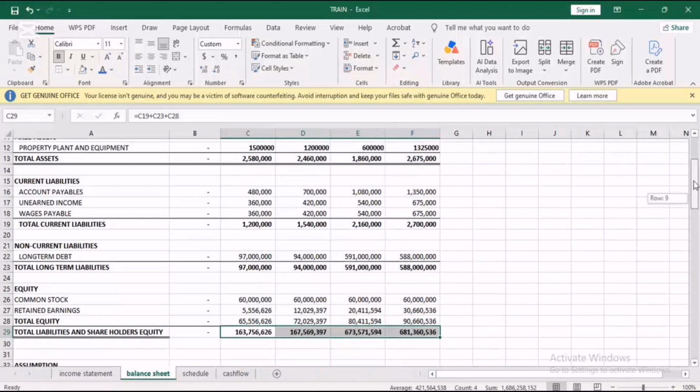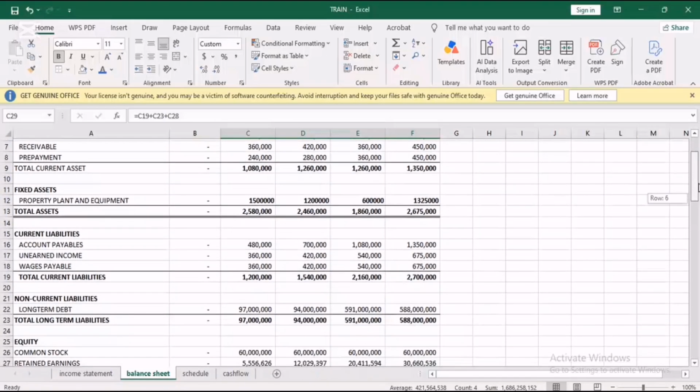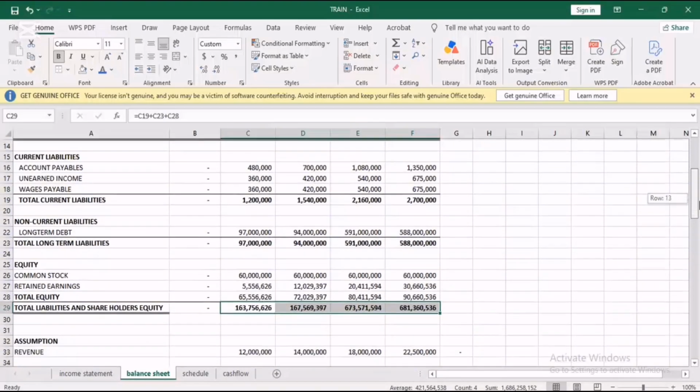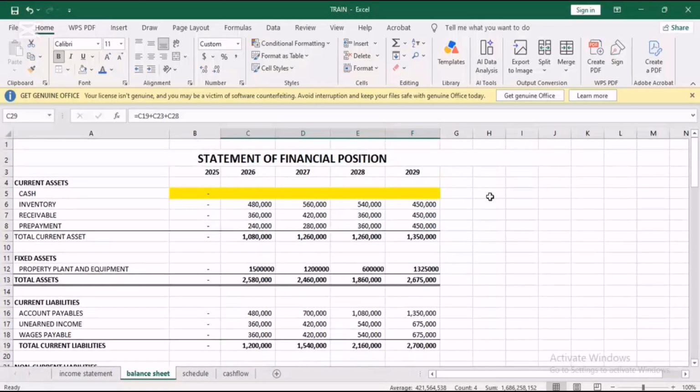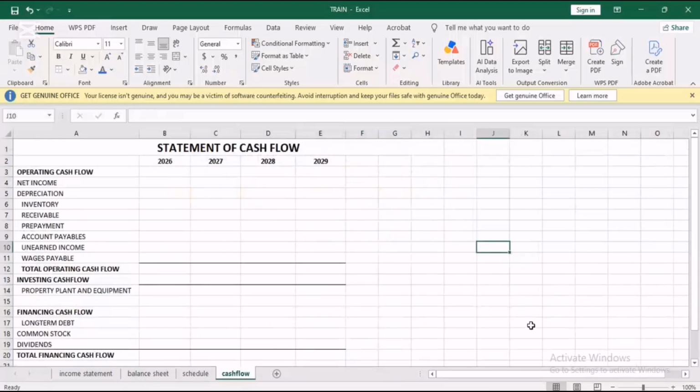So we're almost done with the statement of financial position. Right up here we are moving straight away to the cash flow. So here is the cash flow. So how do we do that? We are forecasting as much for the four periods. The statement of cash flow is a schedule that shows the inflow and outflow, the movement of cash in the business within the period being forecasted. And it's divided into three: the operating cash flow, the investing cash flow, and the financing cash flow.